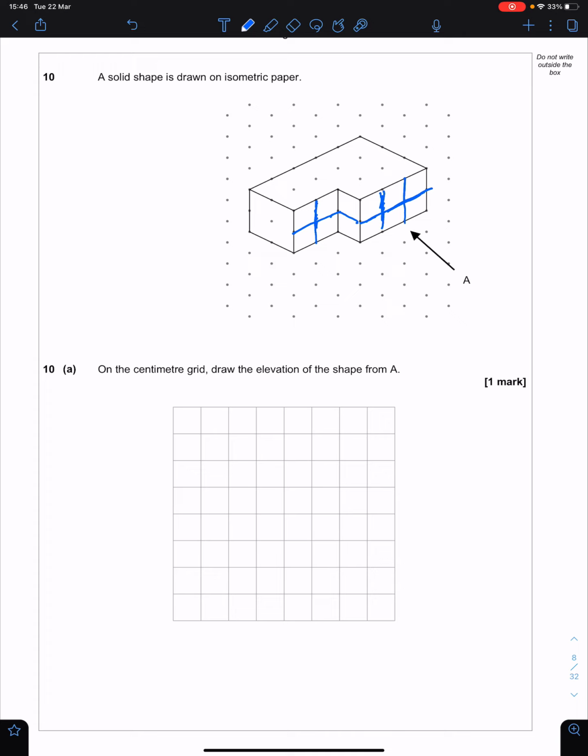So from this end, we can see that there are 4 here, and these ones are facing not in the same direction as this. This is actually facing that way. So I'm not going to count those ones, and I've got here 3, 4, 5, 6. So the elevation from A, the direction of A, is going to look like essentially just 10 squares facing you. So it's going to look like this. It's a rough sketch.